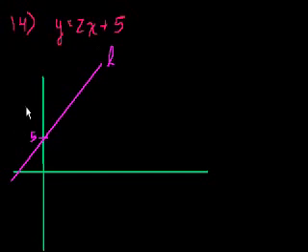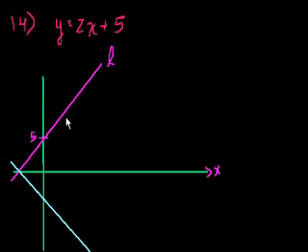And then they say line M is the reflection of L in the x-axis. So for a reflection, we view the x-axis like a pool of water. The reflection would be like if you took this and flipped it over the x-axis. So line M is going to look something like this.